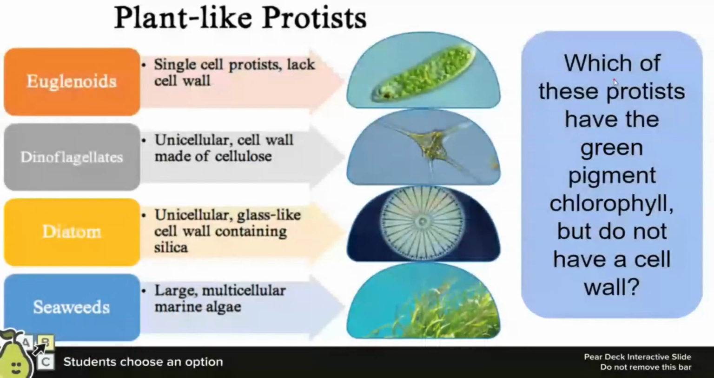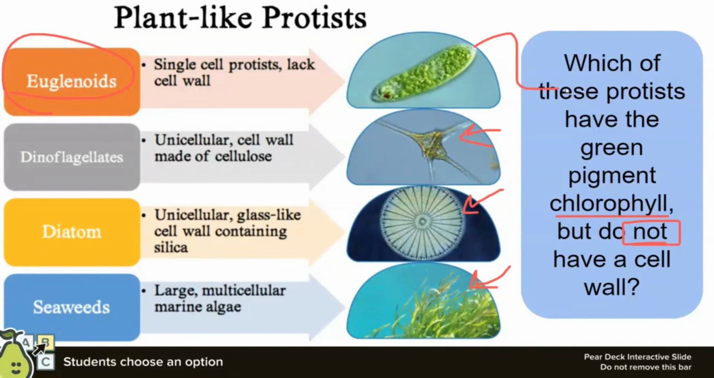All right, which of these protists have a green pigment? So they do photosynthesize, they have chlorophyll, but they do not, be careful about that word not, have a cell wall. Well, we know that this one has an armor-like cell wall. We know this one has a glass-like cell wall. We didn't really talk about the cell wall of algae, but it's very plant-like. The one that does not have a cell wall is going to be the euglenoid. The euglenoid is very similar to animal-like protists. In fact, it has a flagellum and it can consume food, but it also is an autotroph.